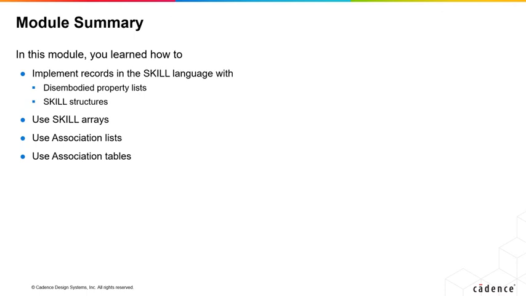So in summary, we looked at implementing records in the SKILL language with disembodied property lists and SKILL structures. We looked at SKILL arrays, both one and two dimensional arrays. And then we looked at association lists and association tables.